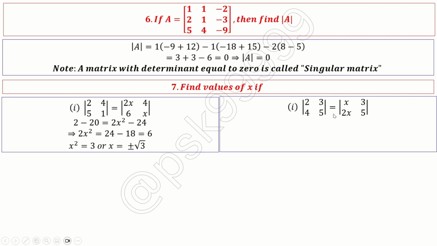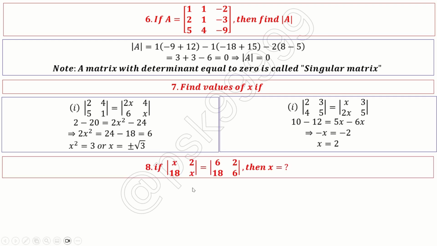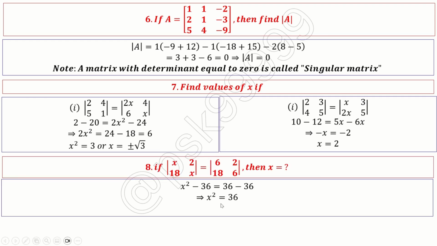Similarly here 2, 3, 4, 5, which is equal to x3, 2x5. So if I simplify, it is 10 minus 12 equal to 5x minus x, or x minus x equal to minus 2, or x equal to 2. Another one. Similarly, you can do x square equal to 36. You will get here x equal to plus or minus 6.